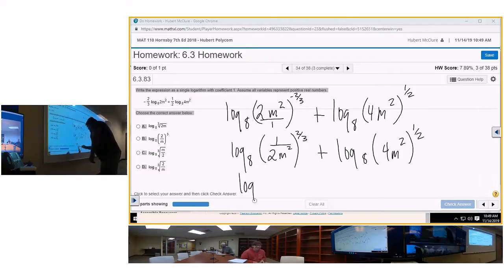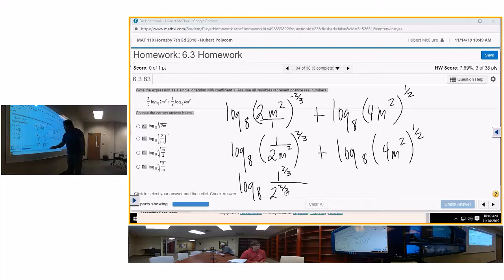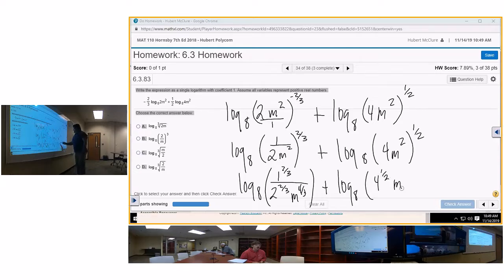Log base 8 of 1 to the 2/3 over 2 to the 2/3. That is the mistake people make. They forget to distribute the 2/3 with the 2. m to the 4/3, plus log base 8 of 4 to the 1/2 m to the 2/2.